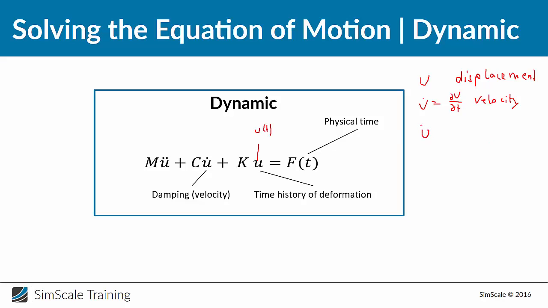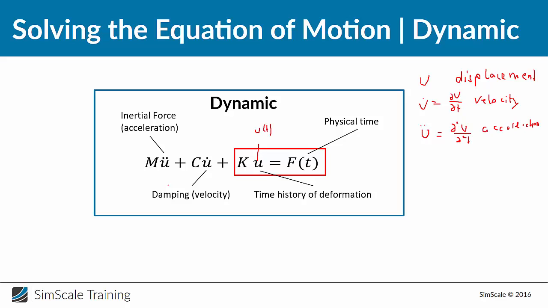And u double point is the second derivation of u against time, and this is acceleration. And this looks pretty similar to Newton's law. We have mass multiplied with acceleration, which is also force.